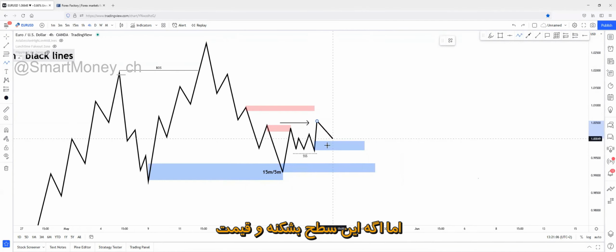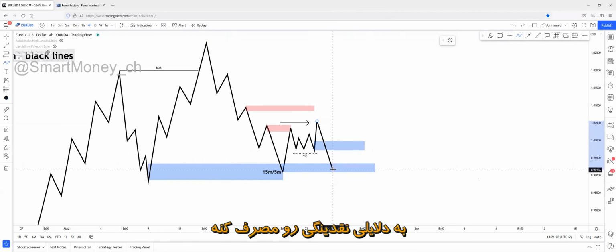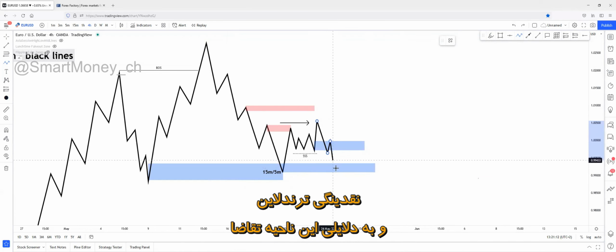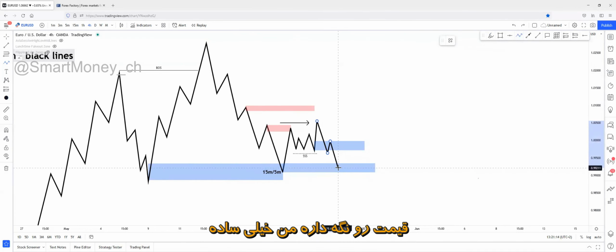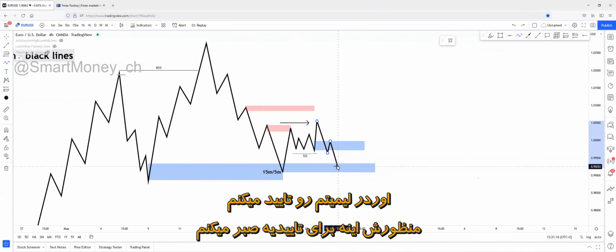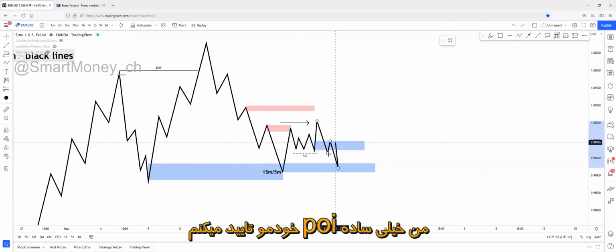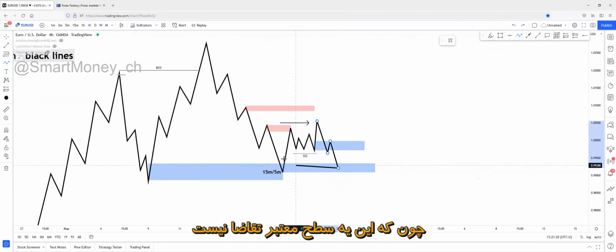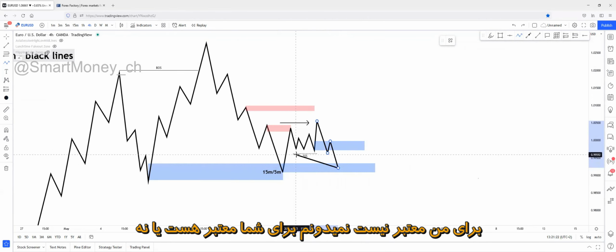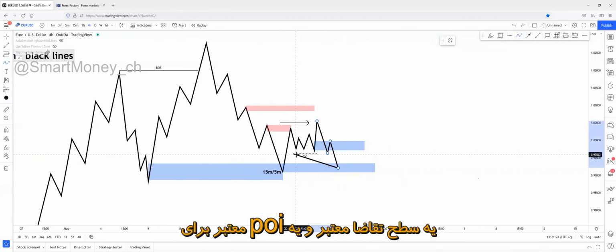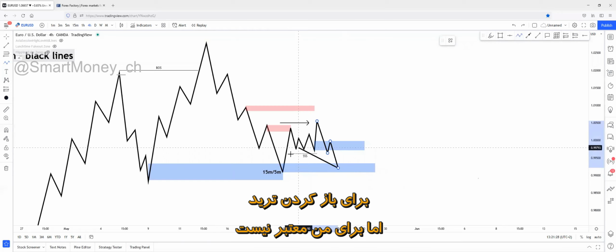But if this demand zone breaks and price flips the liquidity, and for example it creates one more liquidity line, and for some reason this demand zone holds, I'm just confirming my entry limit. I'm just confirming my POI, because this isn't a valuable demand zone for me. I don't know if for you it's a valid demand zone or a valid POI to open a position on, but for me, this isn't a demand zone.